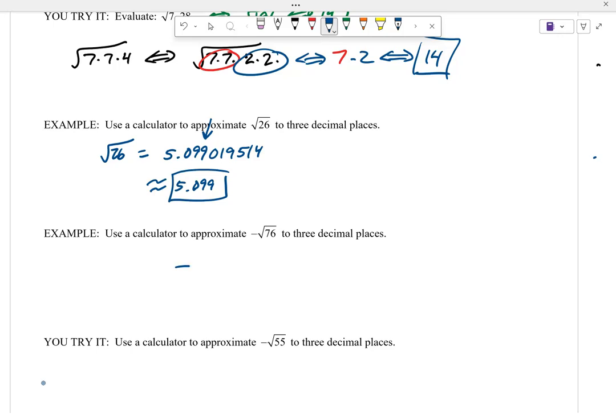So the negative stays there. I punch in the square root of 76 and I get 8.717797887. Again, we're rounding to the 3rd position. So I look to the right of the 7. I have a 7. It's 5 or more, so I'll bump it up.